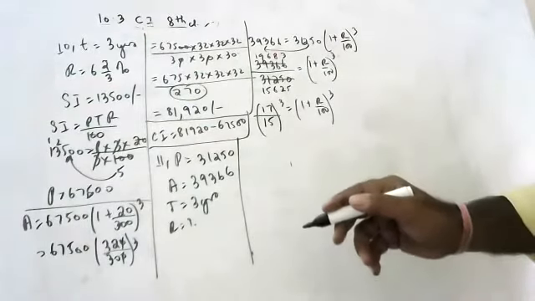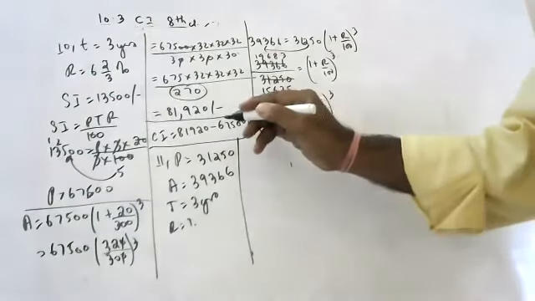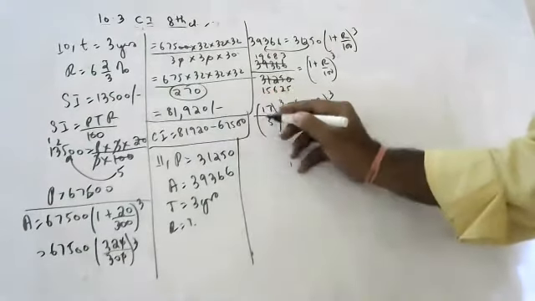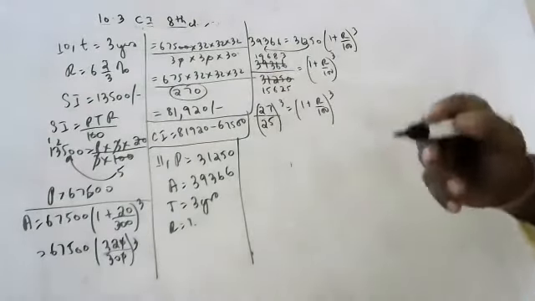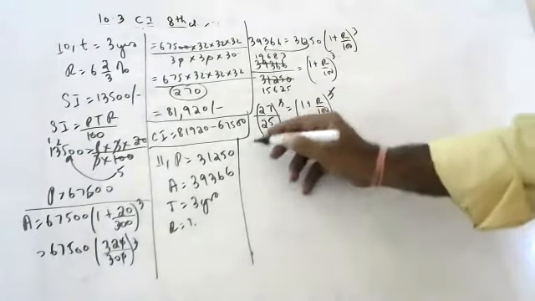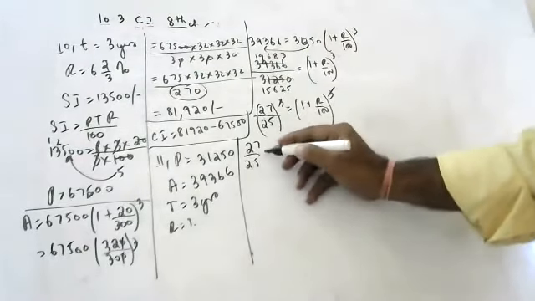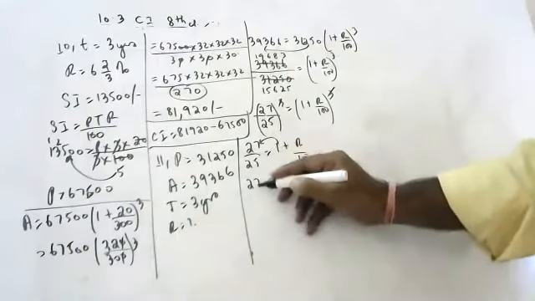Sir, 4,913. 17 cube. Yes sir. Then 27 cube: 27 into 27 into 27 is 19,683. So 7 cube cancels. 27 by 25 is equal to 1 plus r by 100. 1 goes here, 27 by 25.